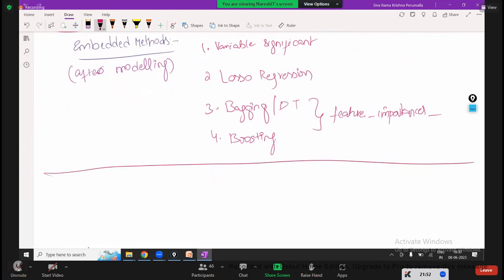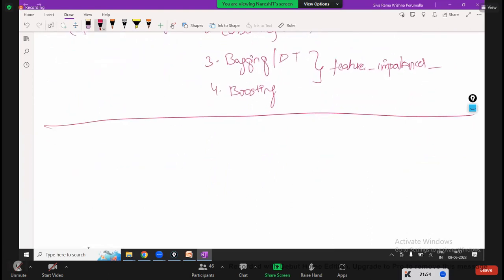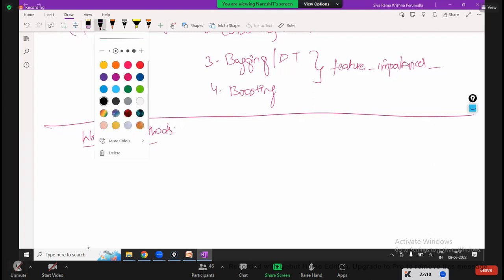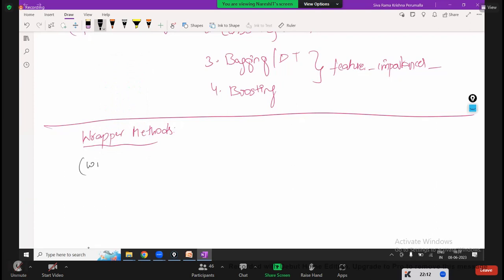Next, now coming to the next point. The next type of methods is called wrapper methods. One is before modeling, one is after modeling. This is with modeling. What is with modeling? This is something special. With modeling, it will be done. Now, what does with modeling mean?